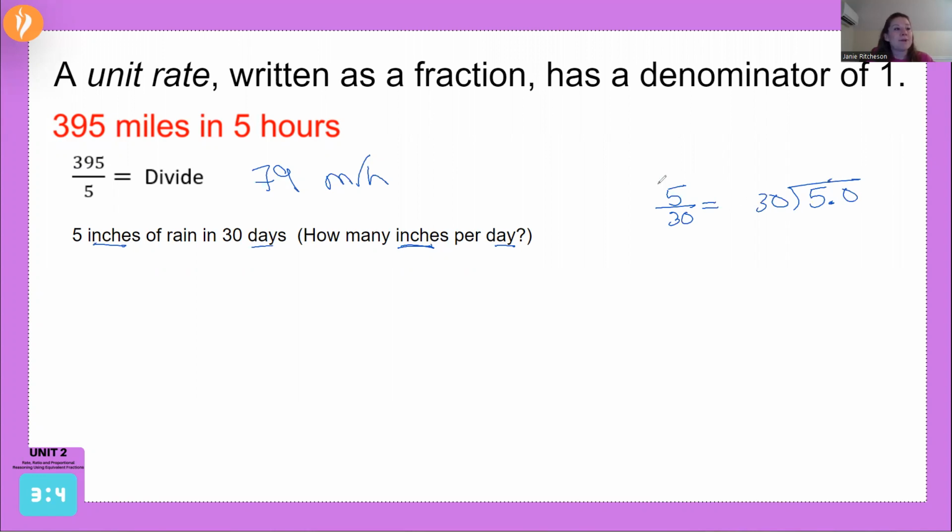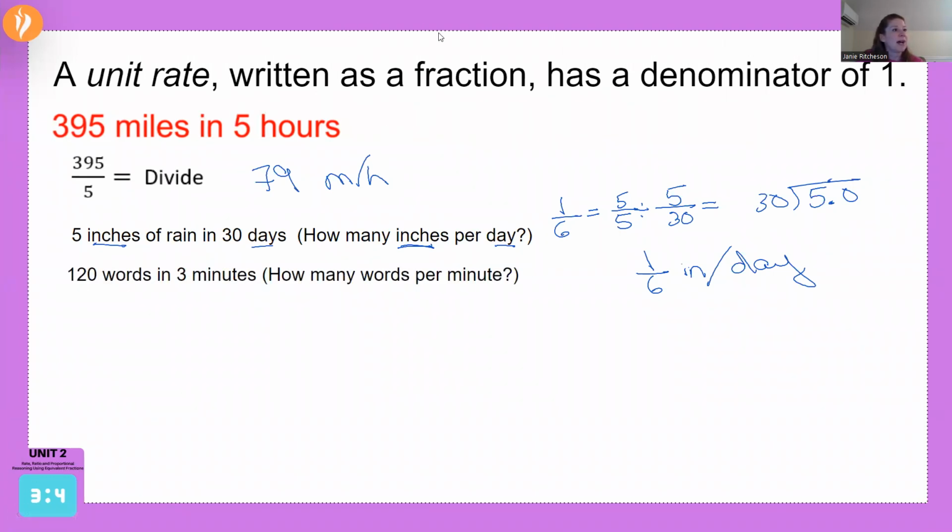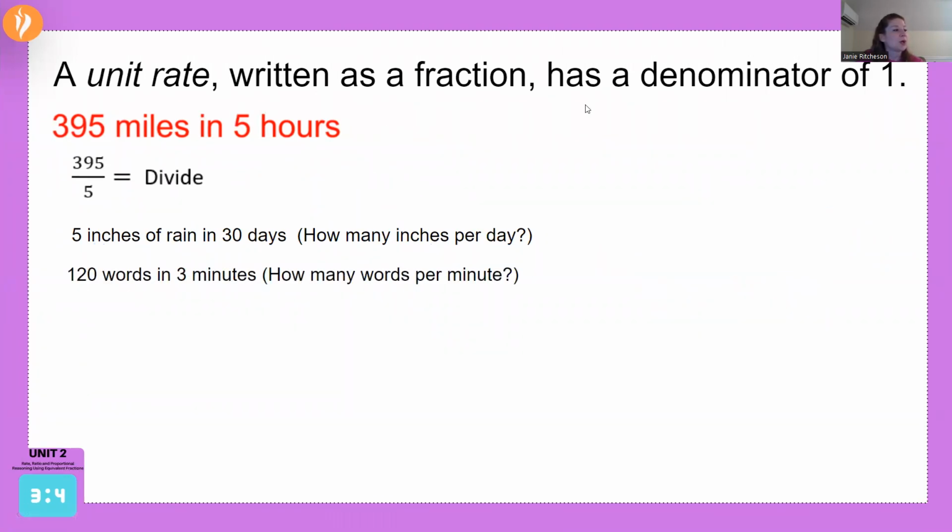Or you know what? We could keep this fraction and divide them both by 5, and just simplify it this way. We don't have to do a decimal. We could do 1/6. 1/6 of an inch per day. Okay? So either a decimal or a fraction. That's fine, you could do either one. Just keep it in fraction form and simplify it. The next one says, if I type 120 words in 3 minutes, how many words per minute?